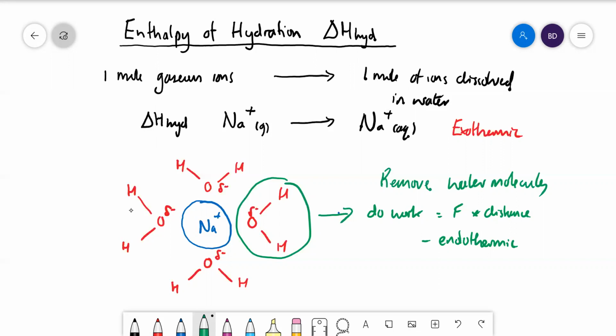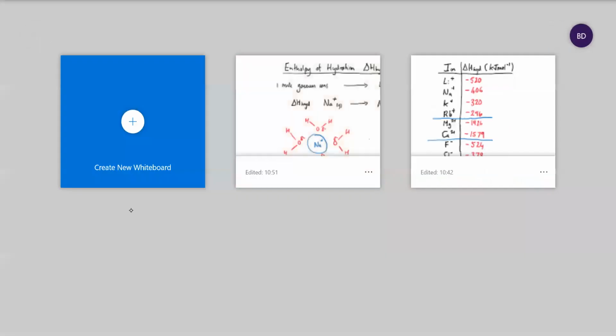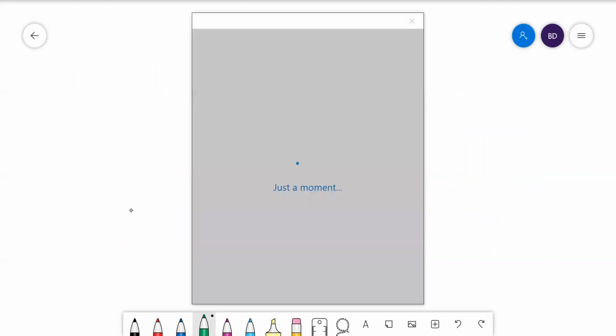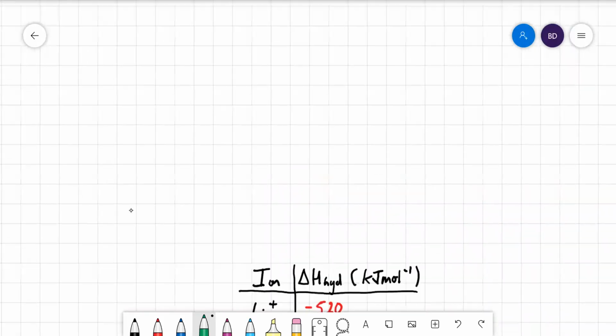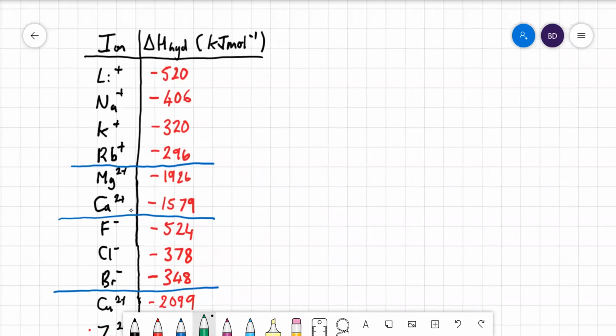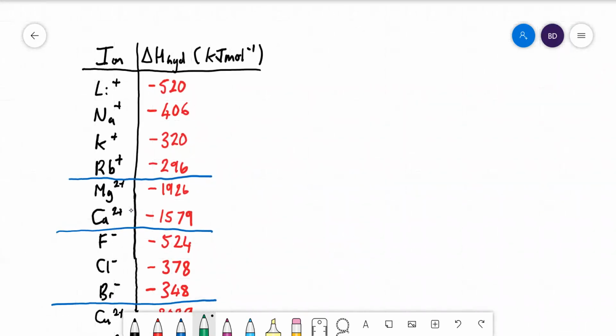Right. Let's have a little think about what factors affect the size of hydration energy. So I've got a little table here. We have a look at this. Here we've got delta H hydration measured in kilojoules per mole. Now let's look at group 1, this first bit here. The group 1 ions become slightly less exothermic as you go down the group.